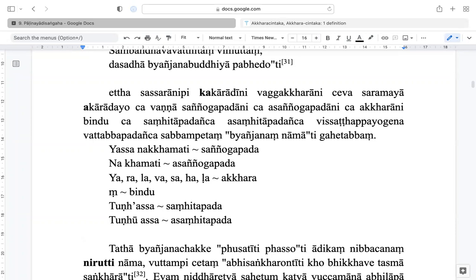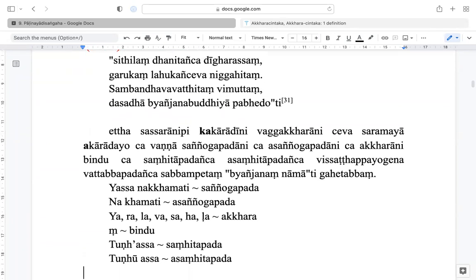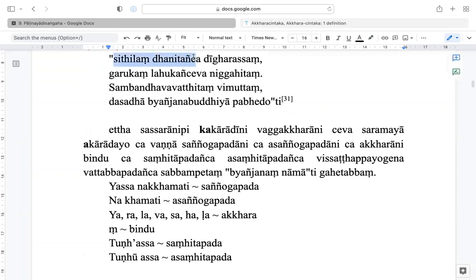So now Sitila Danita can be applicable in the 25 Vaga consonants. So Digarasa can be applicable in 8 vowels, Saramaya, Akaradeyo, Wana. And the Garuka can be available in the Sanyoga Pada. And the Lahuka can be available in the Asanyoga Pada. Okay, Negida is clear. And the Sambandha is in the euphonic combined word. Vautidami, separated word. And with that type of yoga means okay, Vimutta. Yeah.